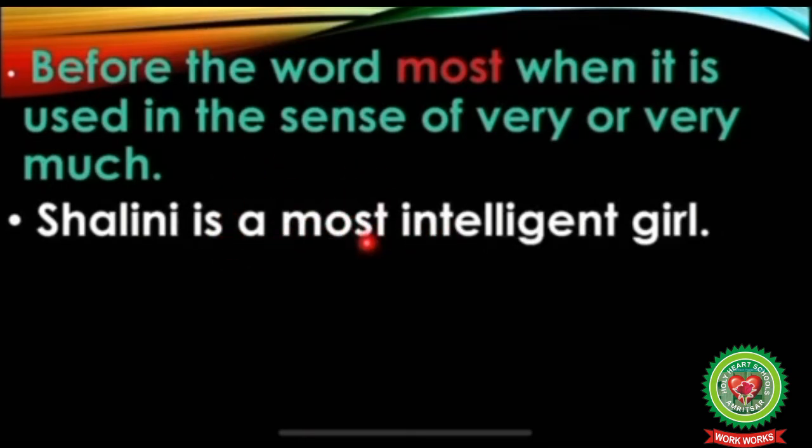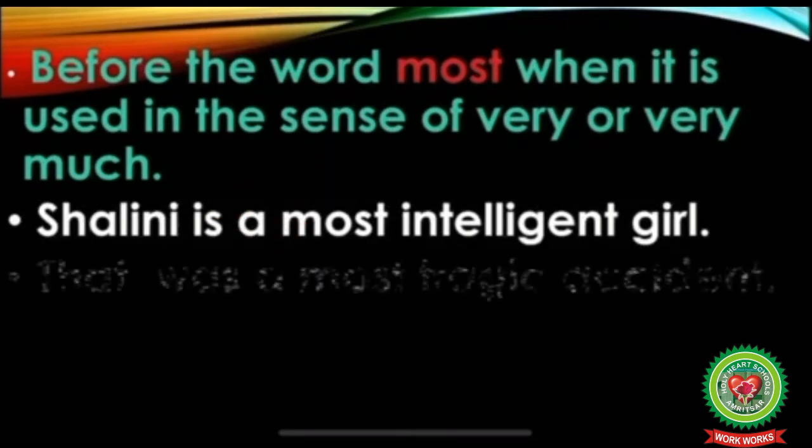Before most. If we are writing the most intelligent, that would mean that she is the only girl who is the most intelligent girl. So if I'm using article a before most, this means that there are other girls also who are as intelligent as she is. So that's why I have used article a before most.